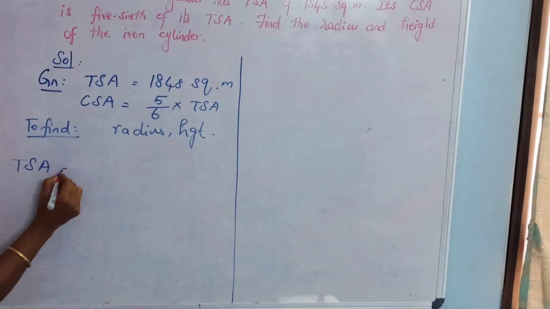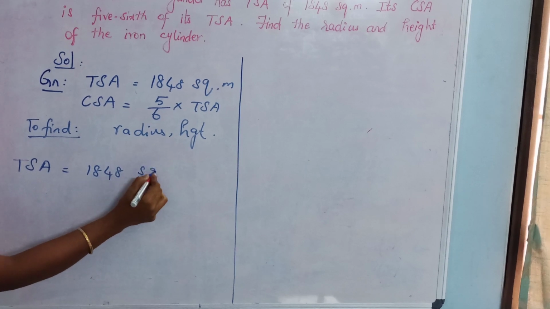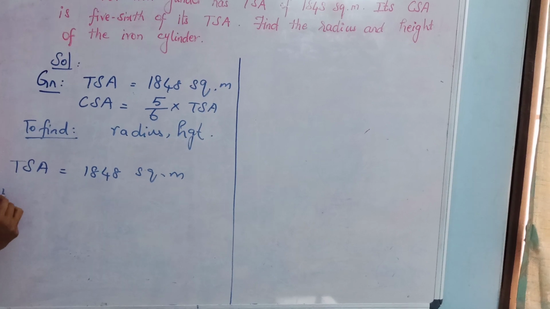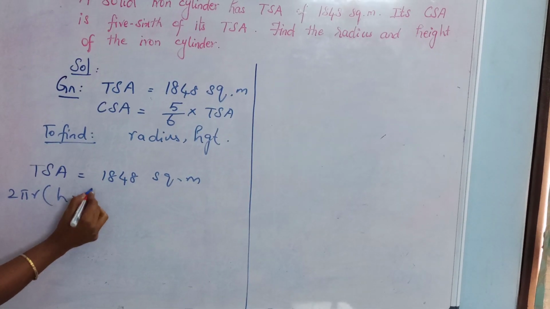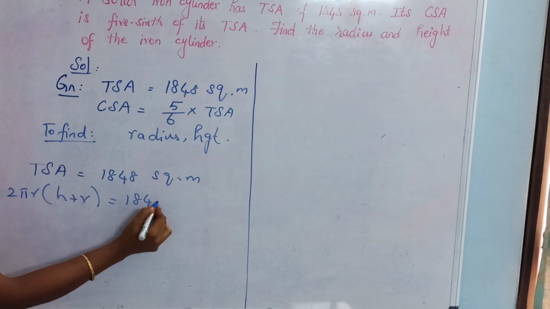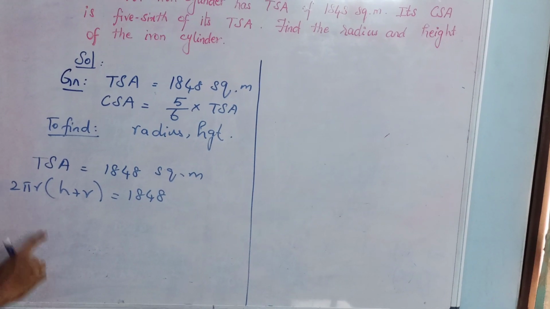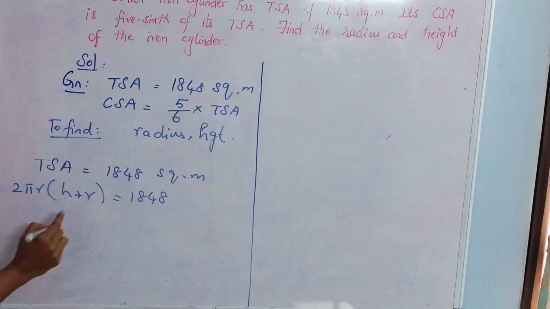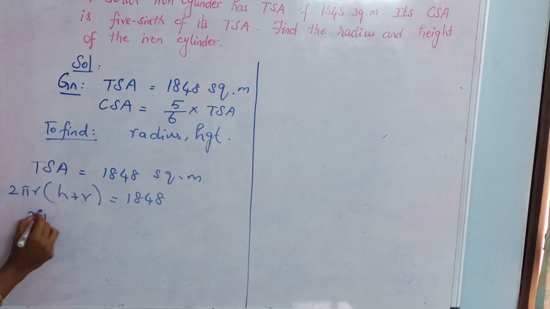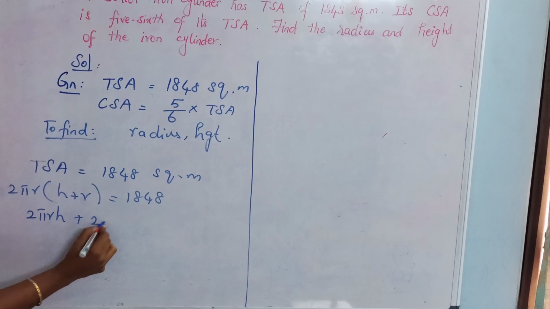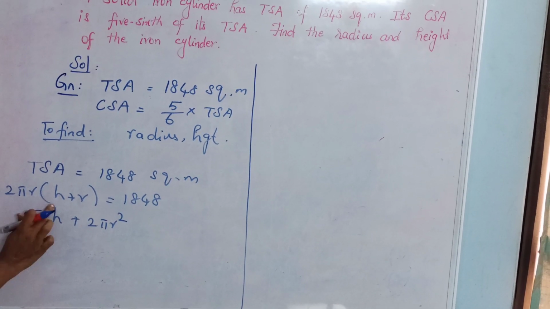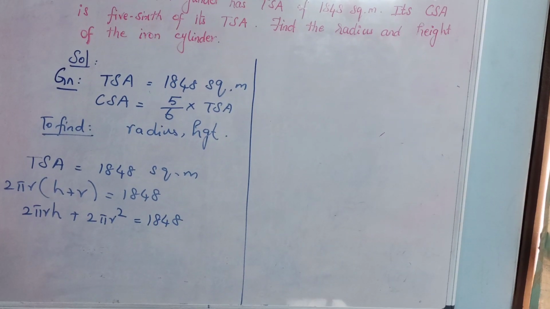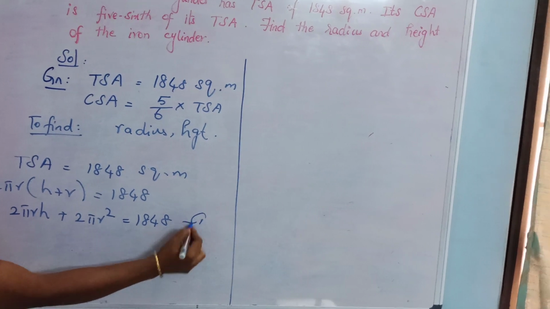So TSA is equal to 1848 square meter. We know that TSA of a cylinder is given by 2πr(h + r), so 2πr(h + r) = 1848. Now let us split this value because we don't know the value of radius and height. Therefore this can be written as 2πrh + 2πr², removing the bracket, and the value is 1848. So let us keep this as it is.